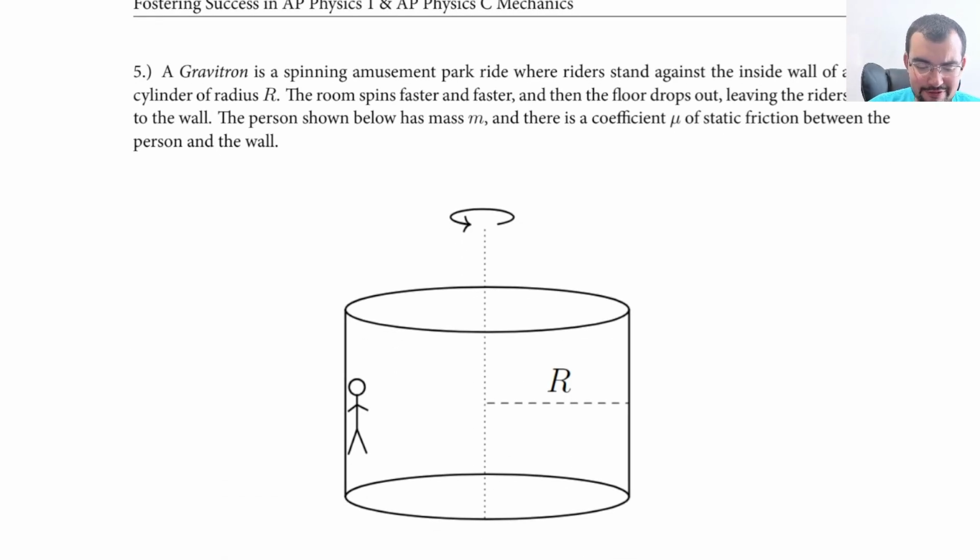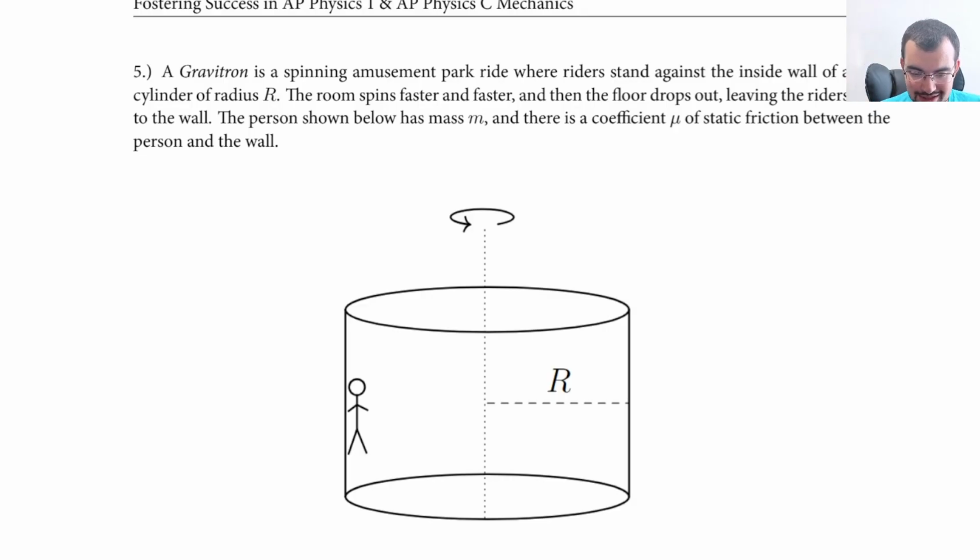This is actually one of my favorite mechanics problems. This is a case of circular motion involving an amusement park ride. This is just known as the Gravitron problem. So this is a spinning amusement park ride where riders stand against the inside of a wall of a large cylinder, and then the ride spins up and up, and then the floor drops out, and the people are magically stuck to the wall.